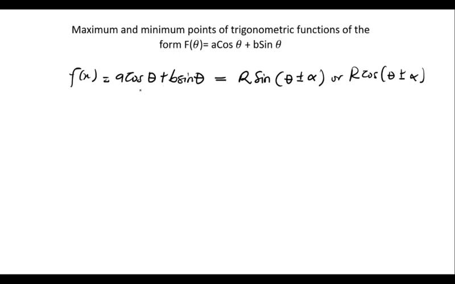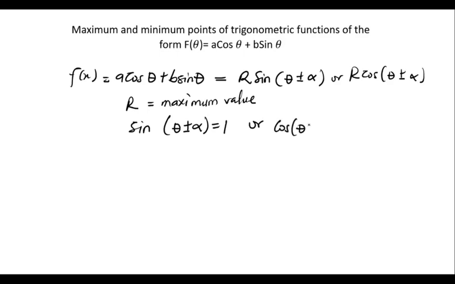Now, if you are able to reduce the function a cos theta plus b sin theta into one of these forms, then the value of r becomes our maximum value. And that maximum value occurs when sin(theta plus or minus alpha) is equal to 1, or cos(theta plus or minus alpha) is equal to 1. That is for the maximum value.